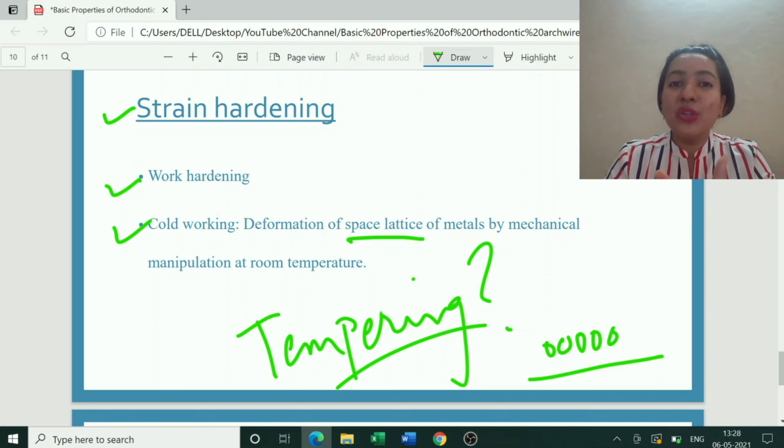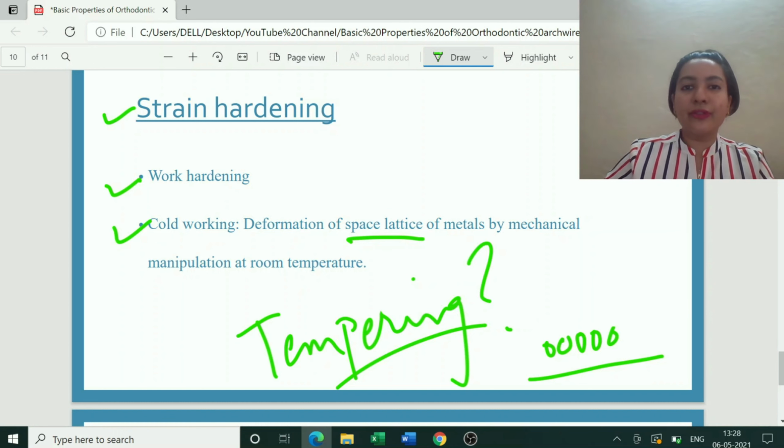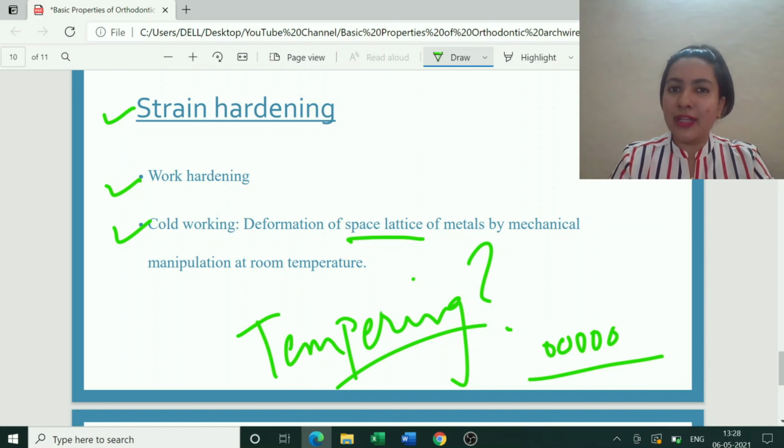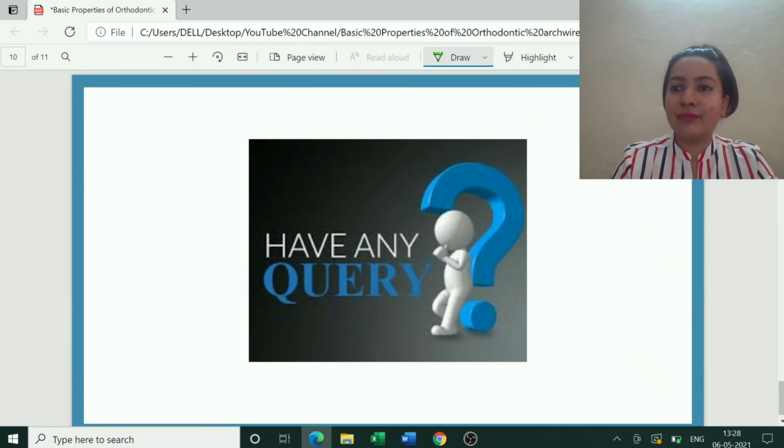So now if you are a BDS student, next time you are manipulating a wire, you should know what you are doing. You are work hardening, you are strain hardening, or you are cold working. Okay, take the wire and heat it gently over the flame for a very low heat treatment. Just move it over the flame. What will happen? The stresses will get released. Okay, next. Okay, yeah, very good.